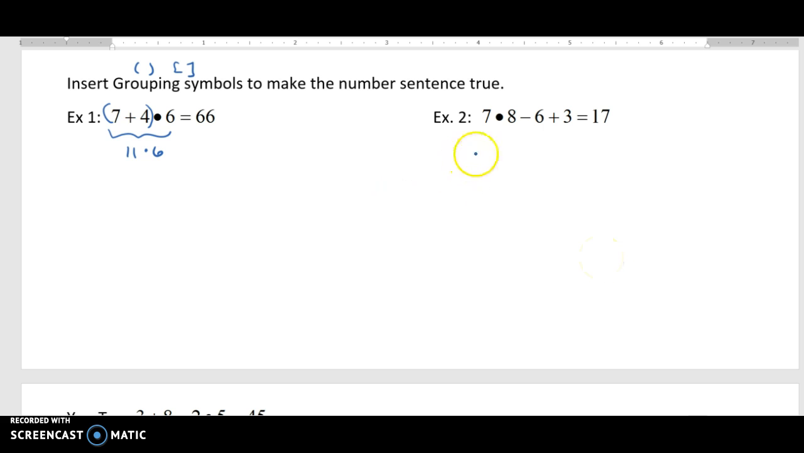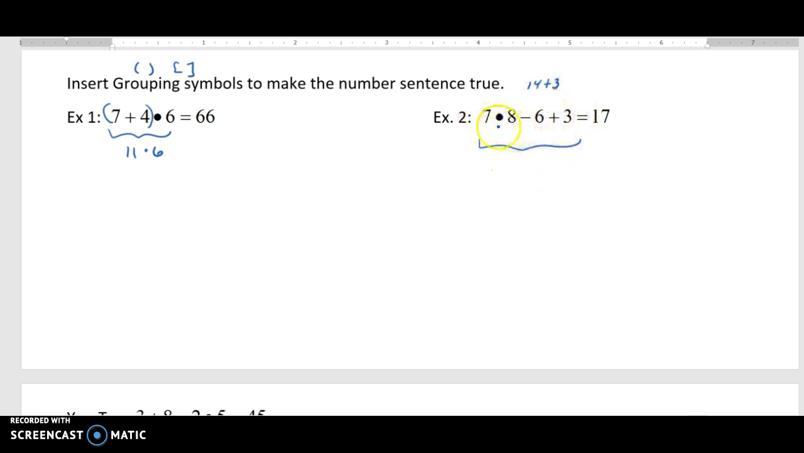It's a little more difficult. We need this left side to equal 17. All right? So what could we do here? Well, 7 times, there's no number really that will give you 17 by multiplying. So what could we do, right? Where could we put the grouping symbol? Well, what could we add to 3, right, to make this happen? Well, we know 14 plus 3 is going to give you 17.